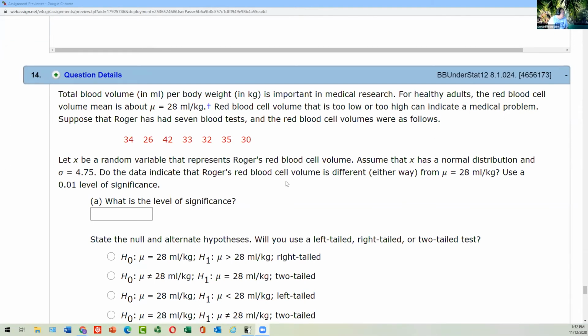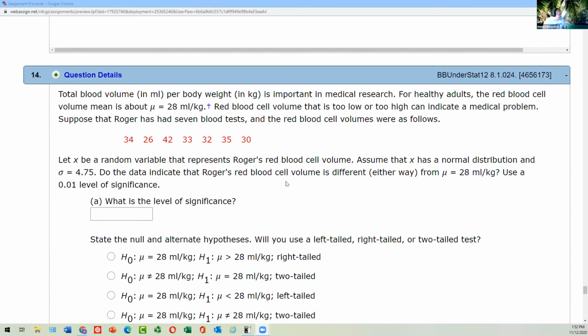Suppose this guy Roger has had 7 blood tests, poor soul, and the red blood cell volumes were as follows, and they give you all the numbers. So I know what I need. I need to know N, I need to know the mean X bar, I need to know sigma, and I need to know alpha, and lastly, I need to know what I'm trying to prove.